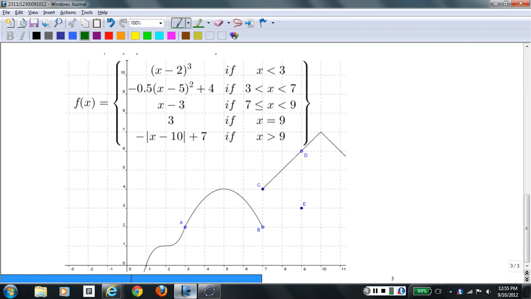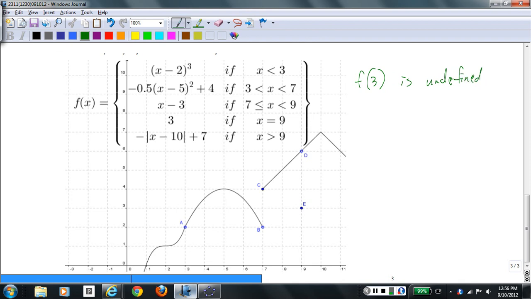Many ideas why this function? I claim it's not continuous at 3. Well, why not? There's a hole in the graph. The function is not defined at 3. F of 3 is undefined. That's one common way a function can fail to be continuous.